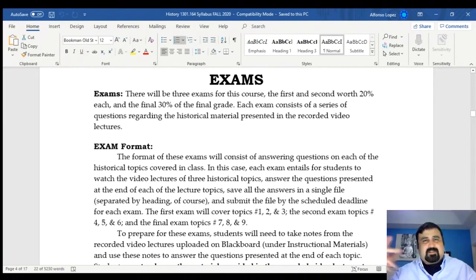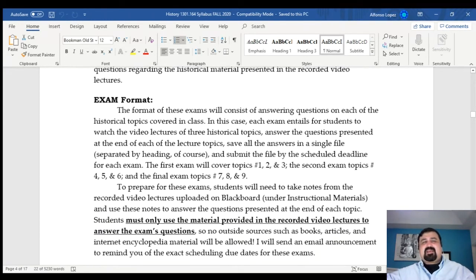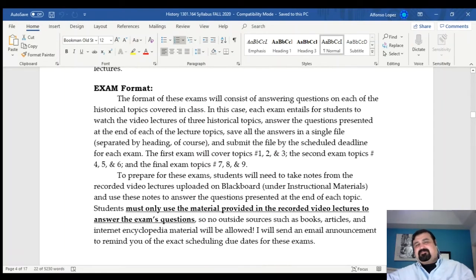The first and second exams are worth 20%, and the final is 30%. And they're all going to be based on the material presented in those video recordings. So the exam format is that I'll draw a series of questions from each of those topics. For example, for Native American history, culture, and religion, there will be a series of questions drawn from that particular topic. And the second topic, European discovery, conquest, and colonization, likewise.